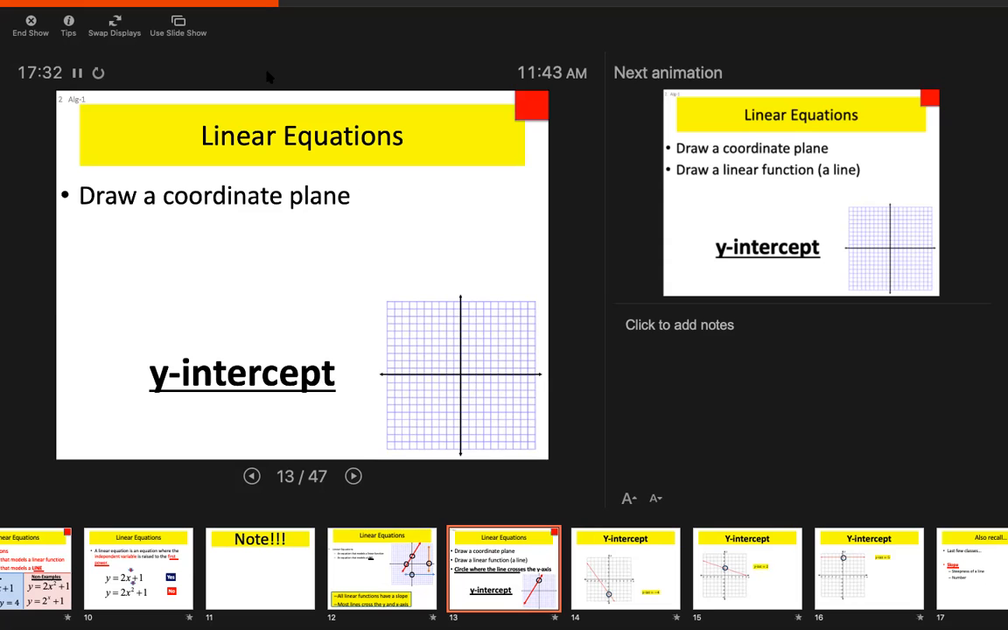Circle where your line crosses the y-axis. Guess what you just circled? The y-intercept. You circled the y-intercept. That's the big thing we're doing today. Can you do that? Yes. You can pass today's class. That's it. Nothing more than that right there. Okay, I'm lying a little bit. But that is literally what we're doing today, finding where it crosses the y-axis, sort of.